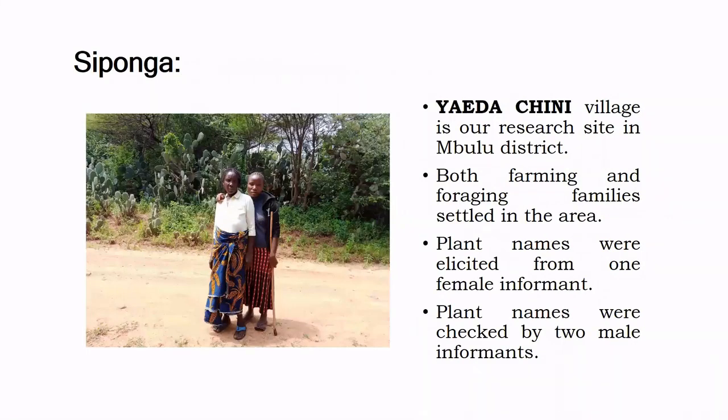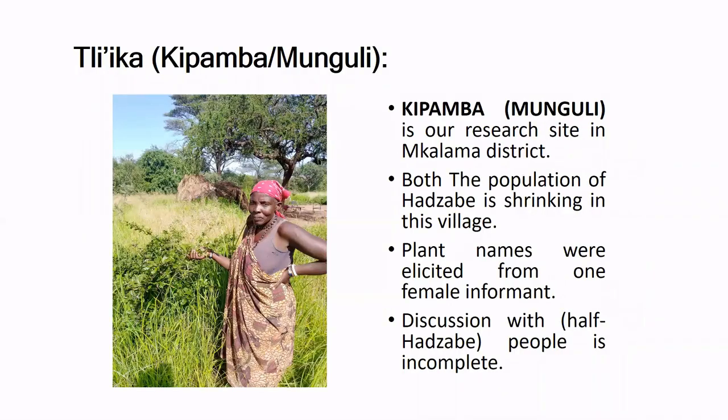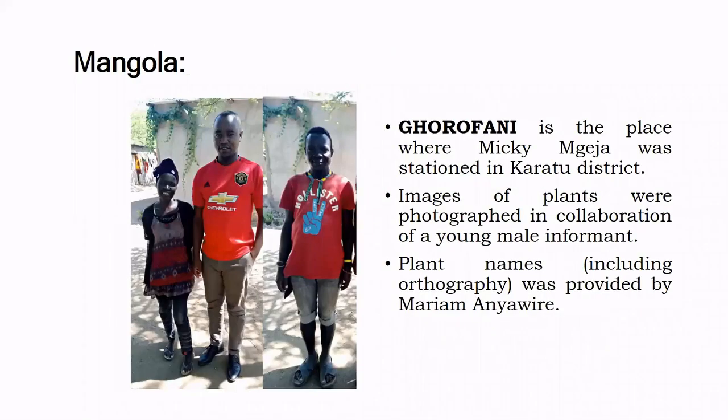And this is my informant from Yaeda Chini. I'll not dwell much on my Mili Mozengu Mandege from Yaeda Chini, and that is her daughter. And this is my informant from Munguli. I think Andrew Harvey knows her. I saw his signature in the book from her house. And my colleague in the team, Mikim Geja, had worked with Mariamu Anyawile. Most of the researchers of the Hadza community are aware of the contribution of Mariamu Anyawile.